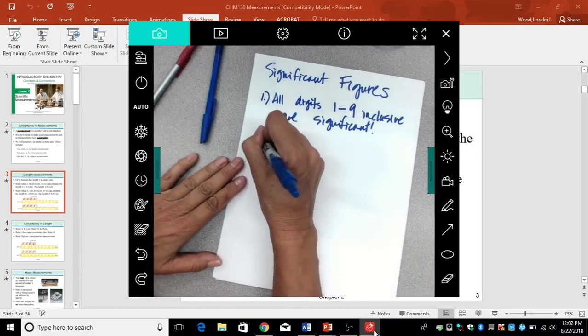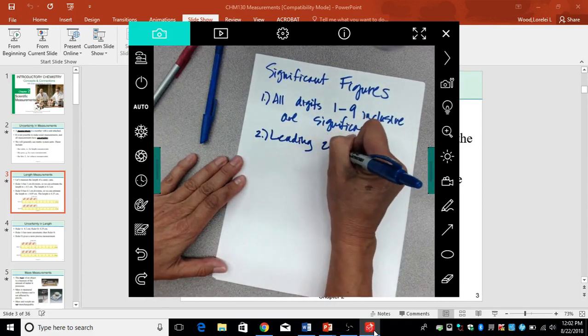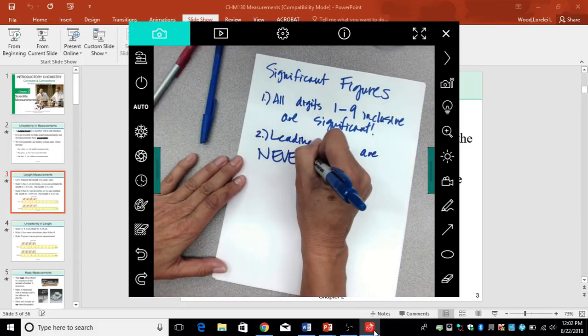All right, rule number 2. Leading zeros are never significant.